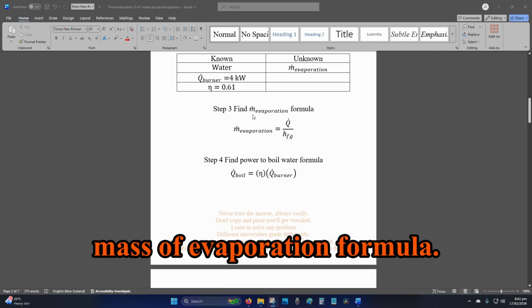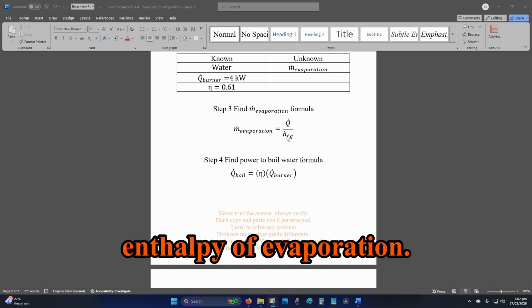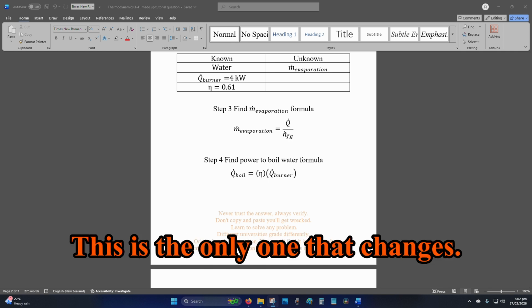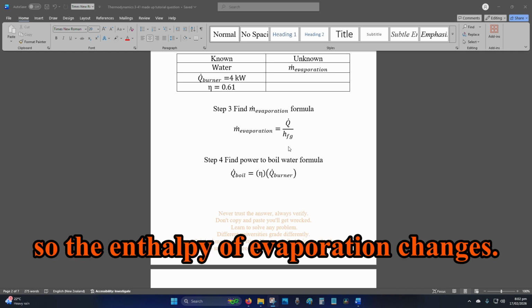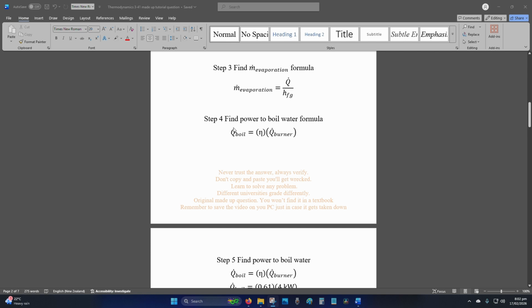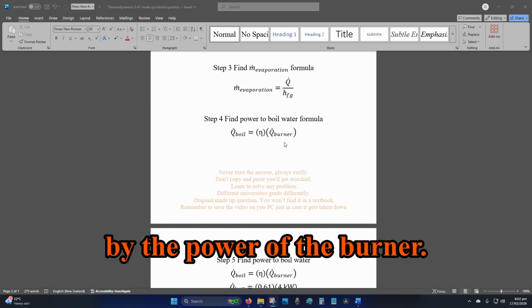Step 3, find the mass of evaporation formula. Power divided by the enthalpy of evaporation. This is the only one that changes. Power remains the same, so the enthalpy of evaporation changes. Step 4, find the power to boil water, so it's the efficiency multiplied by the power of the burner.